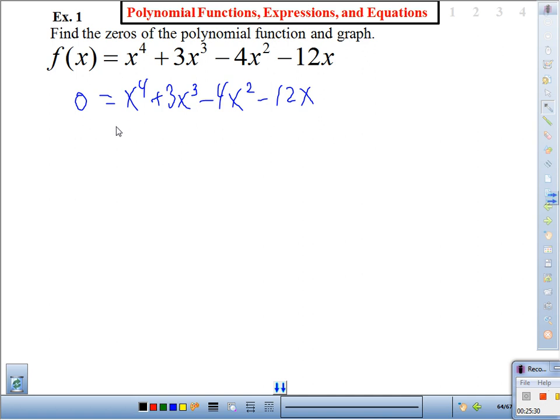Not yet. Before that. What was the second step? Very second step. Oh, the x. We factor out an x. That's the GCF. Let's see if it works. Yes. That's x cubed plus 3x squared minus 4x minus 12, and all that equal to 0.